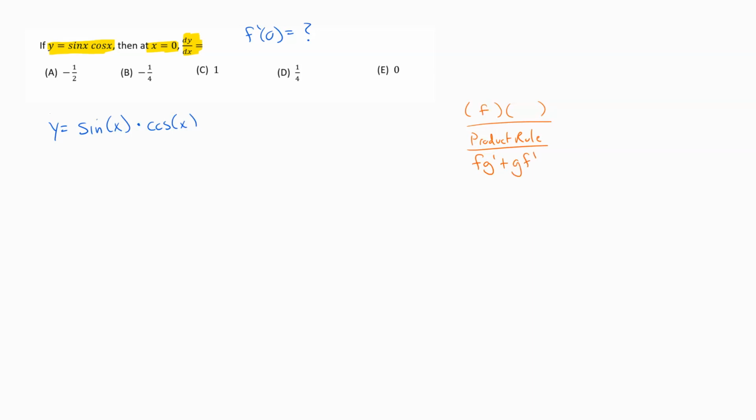I label the first chunk the f piece, the second chunk the g piece, and then I break it into bite-sized little math problems and find that g prime and that f prime. Looking at this problem, I'm going to call the sine of x my f piece, the cosine my g piece. So f is equal to the sine of x, g is equal to the cosine of x, and from there I need to find my f prime and my g prime.